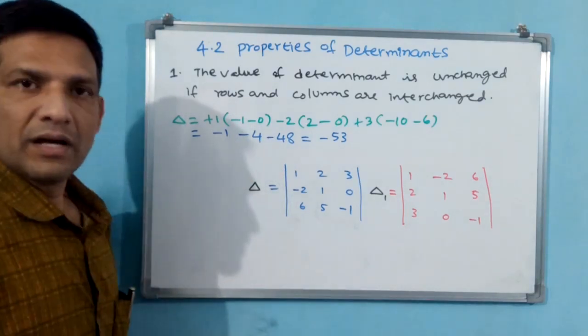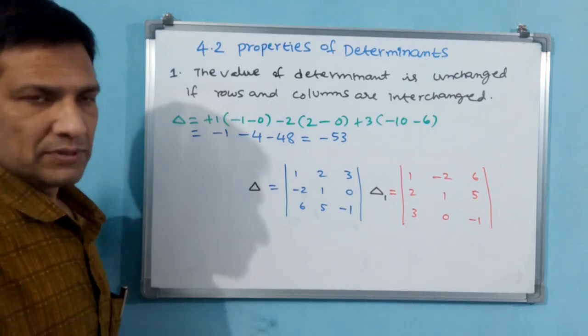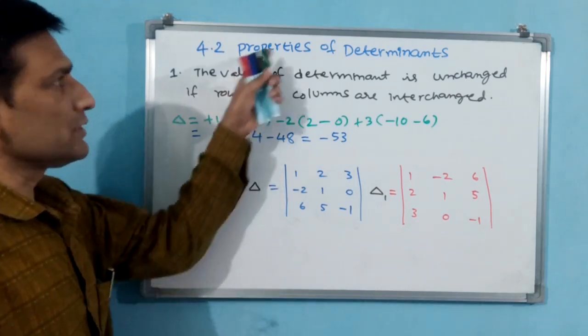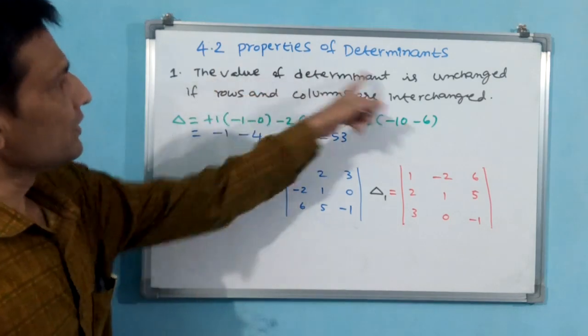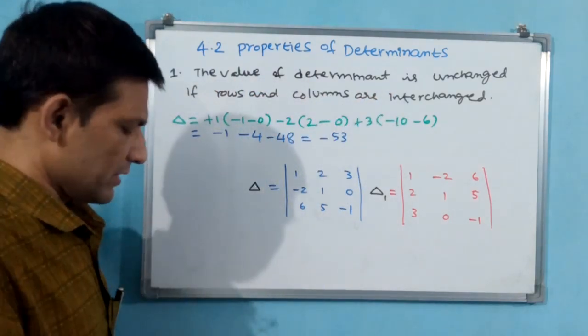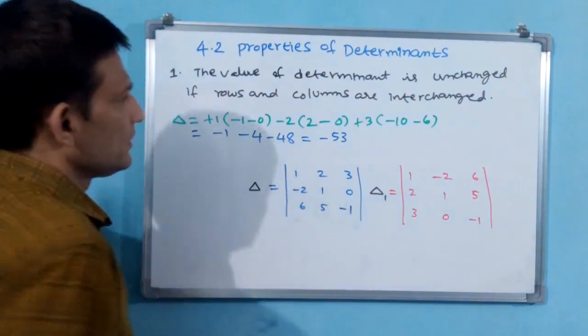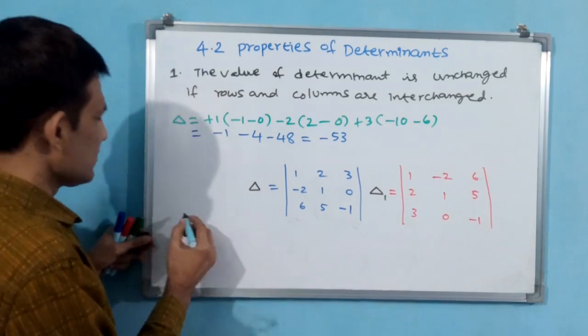That means rows and columns are interchanged. See, in determinant there is no transpose word. That is why don't use transpose in determinant. You use this only: the value of determinant is unchanged if rows and columns are interchanged. Okay, let us see. Let us do delta 1 also.